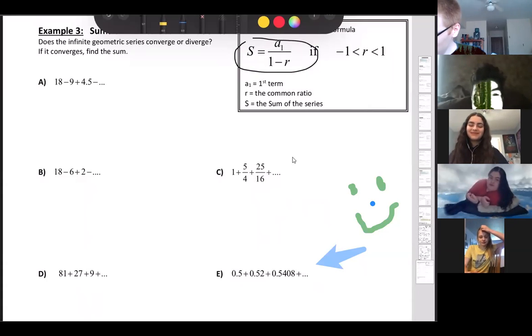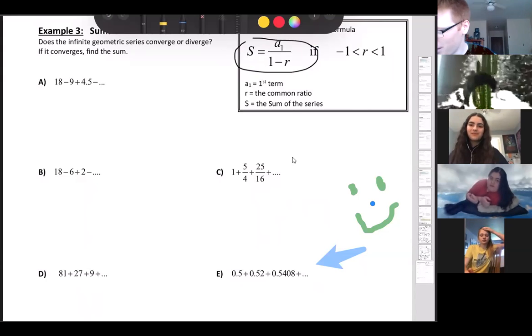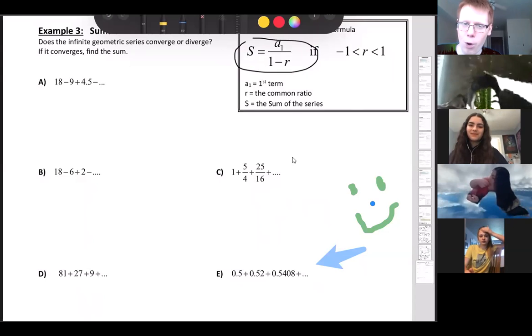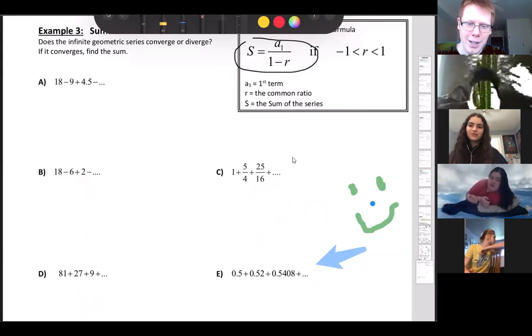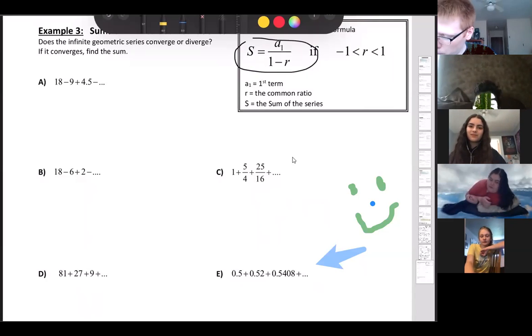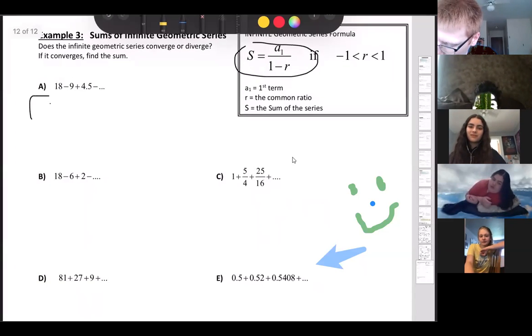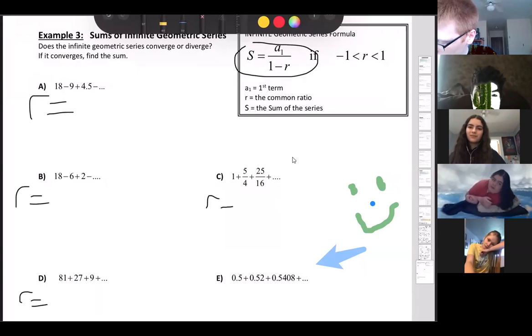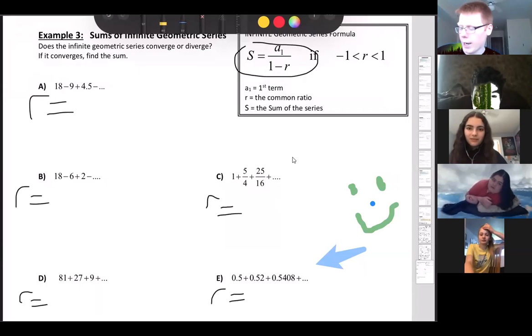All right, so the first thing you want to look at when you're looking at an infinite series is to figure out whether it's geometric. I believe all of these are geometric, but if it's not geometric, that's something to be on the lookout for. Really, what we want to find is our r value for all of these to determine if it's going to converge or diverge. That's the first thing you want to figure out.